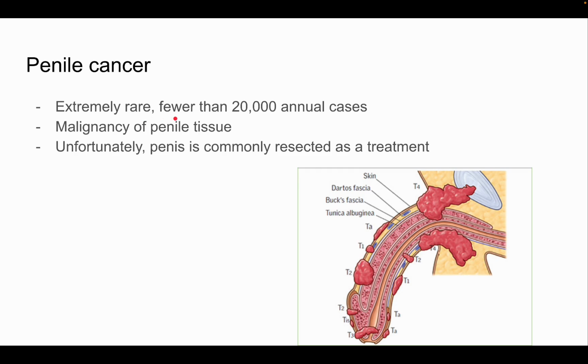So, all right, next, penile cancer is a malignancy of the penis, penile tissue, erectile tissue, whatever. And then right here, this is very serious. You can tell it's cancer or a carcinoma because it's broken through the basal membrane and metastasized all over the penis. It's very, very rare. It's fewer than 20,000 annual cases, but the survivability rate is quite high. And unfortunately, the penis is commonly resected as a treatment, so you have to remove it.